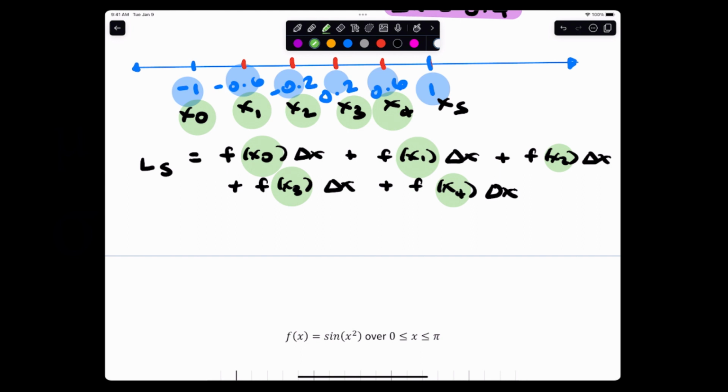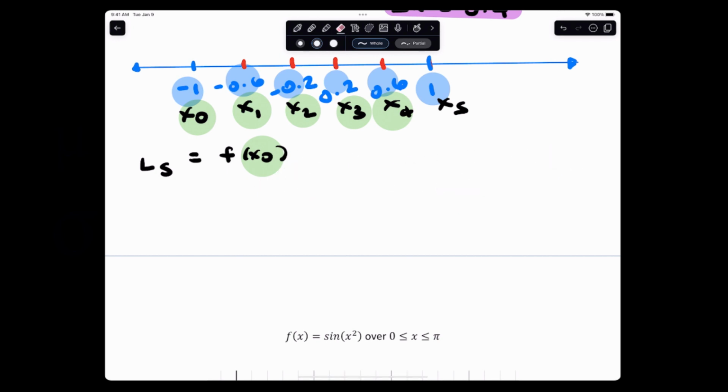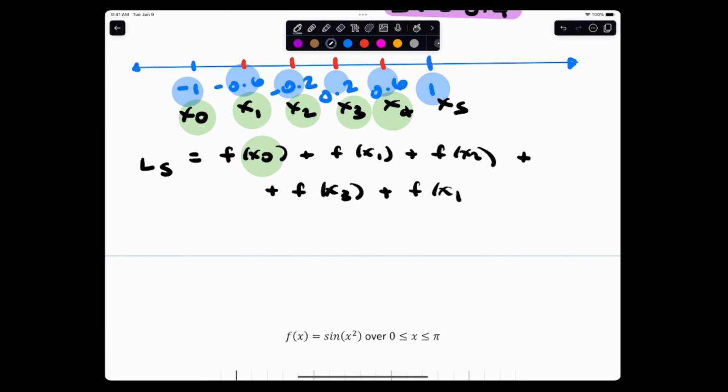Okay, you guys okay with that? What I prefer though is this version. What is easier is to say factor out the delta X. So that is the easier version here.